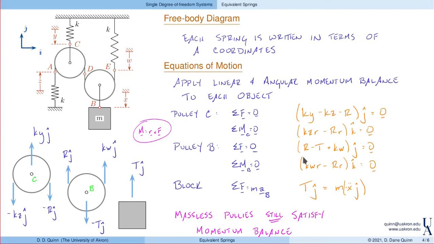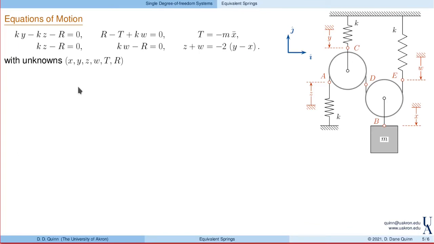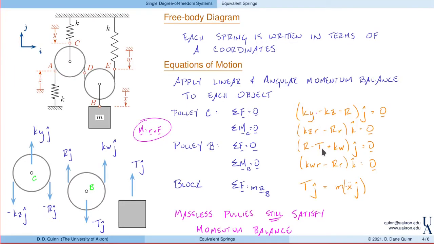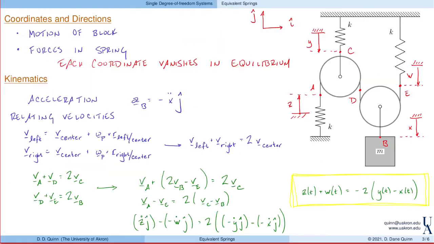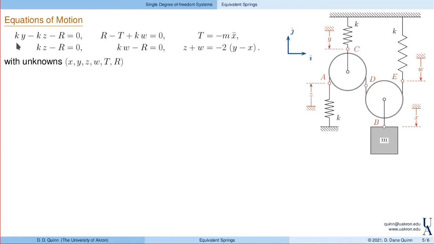So with this, we're ready to go and reduce this to our common single degree of freedom form. I've rewritten the 5 equations that we had from momentum balance, 1, 2, 3, 4, 5, and the constraint equation that we identified previously. Notice that these are from pulley C. These are from pulley B. This is momentum balance applied to the block, and our constraint equations.